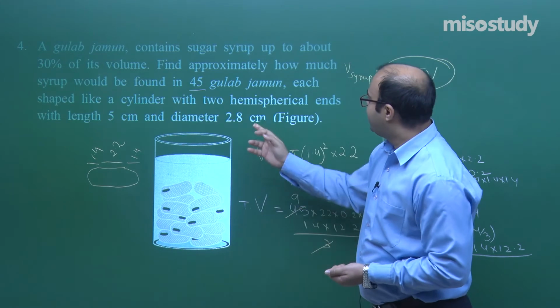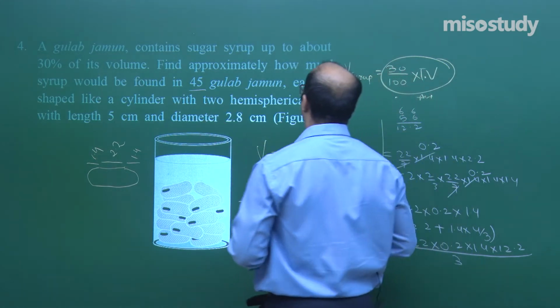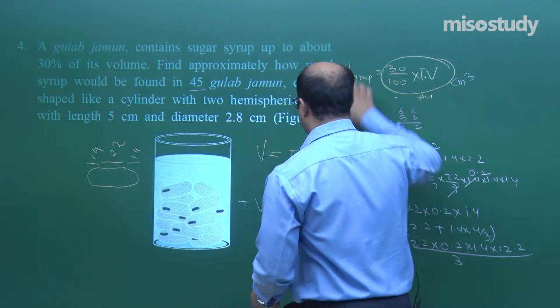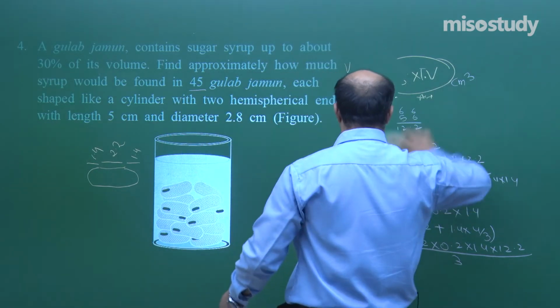As you can see, everything is in centimeter over here, so the volume will also be in centimeter cube. So this is the volume of the syrup, students. Now let us come to the next question.